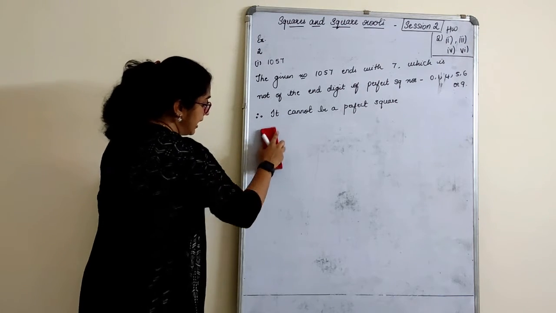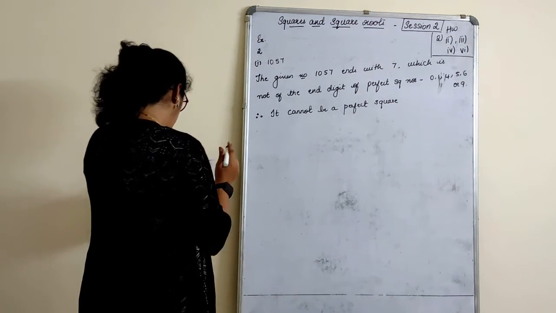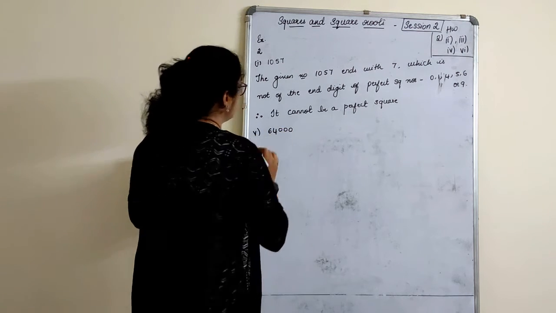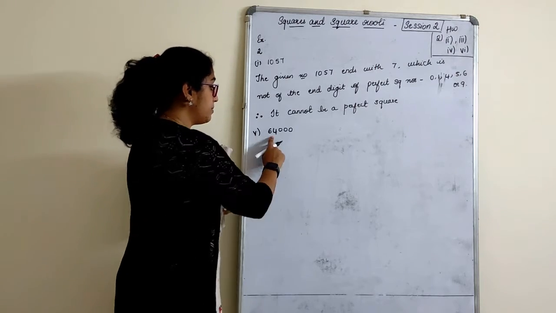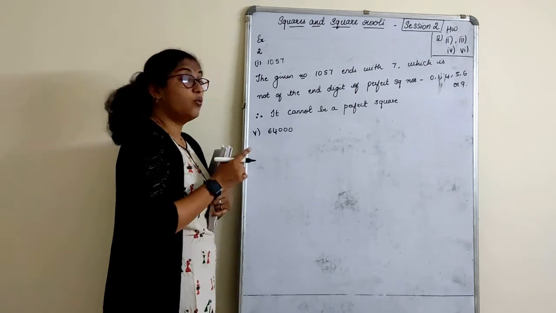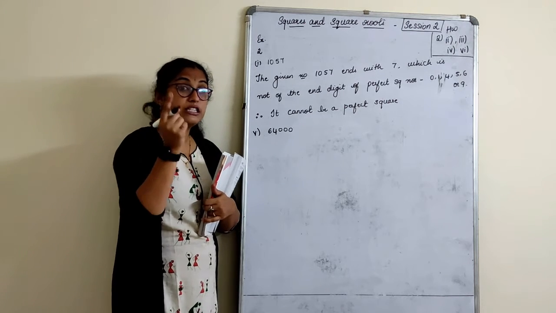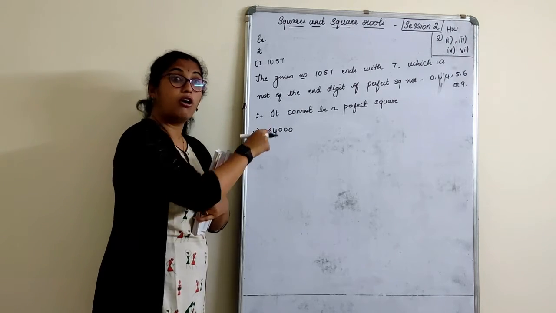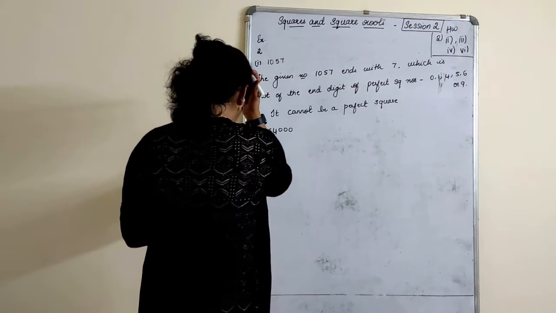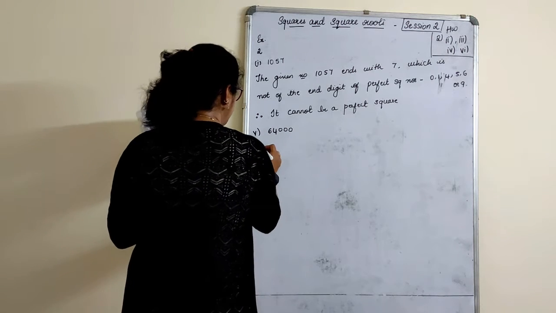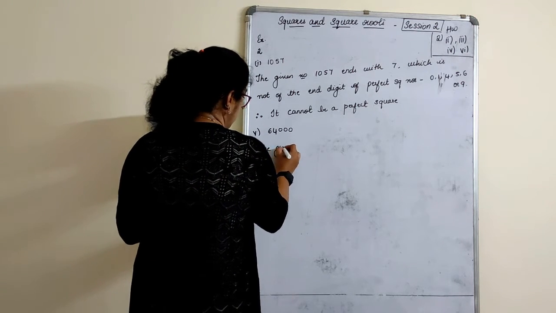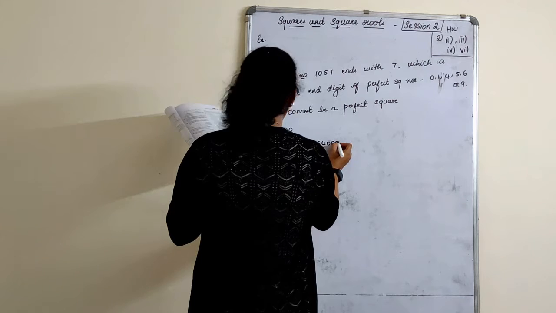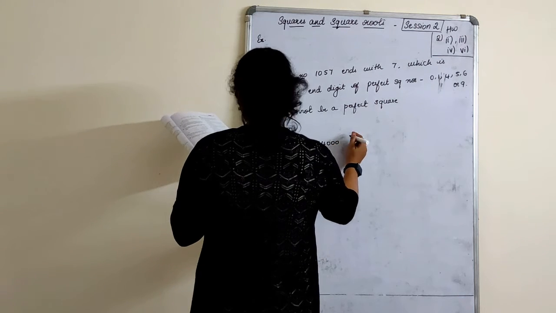Wherever zeros are there, I will write it now. See here, the fifth one, that is 64000. This should be a perfect square because 64 is a perfect square, but whenever we have a perfect square, the number of zeros at the end will be even. What are the zeros here? Odd zeros, right? So write for this one: the given number 64000 ends with 0.